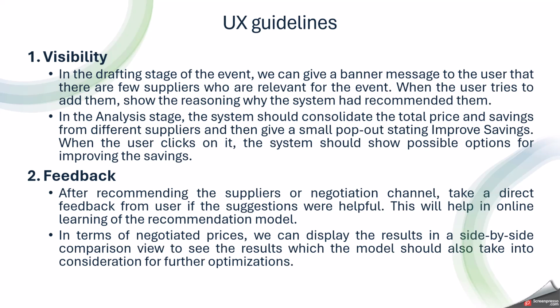The second one being at the analysis stage. I've received the supplier responses, I can see the total prices, and next to it I get a pop-up or a pop-out message stating improve savings. If I click on that icon, so this icon will only appear if there is a possible scope for improvement, the system will show me the possible ways in which I can perform negotiations, whether it is through conducting a new RFP event or a new round of RFP event, or I create an auction event, or directly have an offline negotiation with the suppliers.